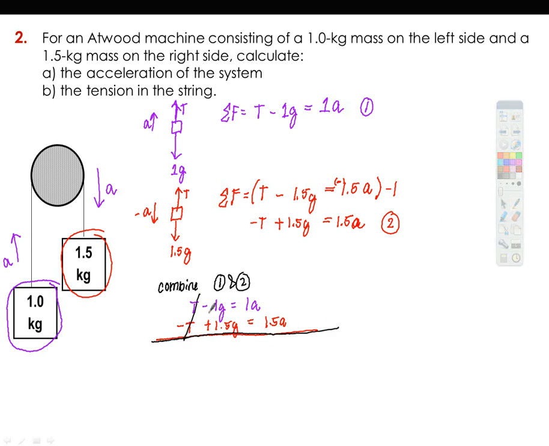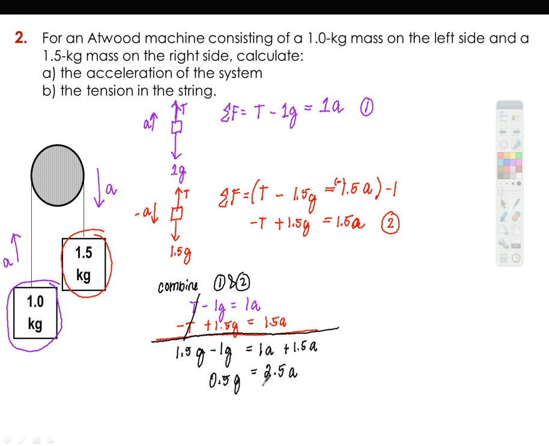Okay, tension will cancel because one is positive, one is negative. And then combine these two. It's 1.5g minus 1g equals 1a plus 1.5a. And just algebra: 1.5g minus 1g is 0.5g, right? And then 1a plus 1.5a is 2.5a.